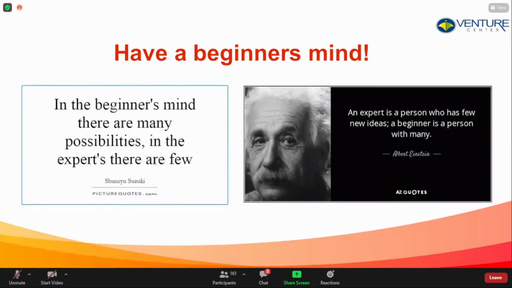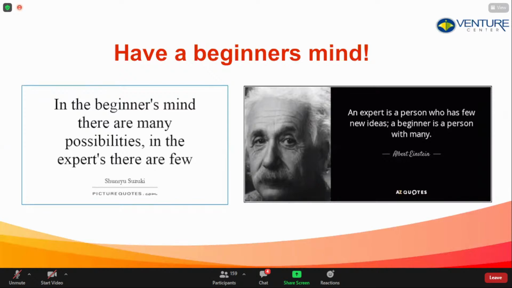If you want to be an entrepreneur, it's important to have a beginner's mind. As this quote says, in the beginner's mind, there are many possibilities. In the experts', there are few. So imagine Elon Musk 15 years ago talking about electric vehicles. I'm sure there were many so-called experts who shot down the idea, but he persisted with it, right? He was a beginner out there.